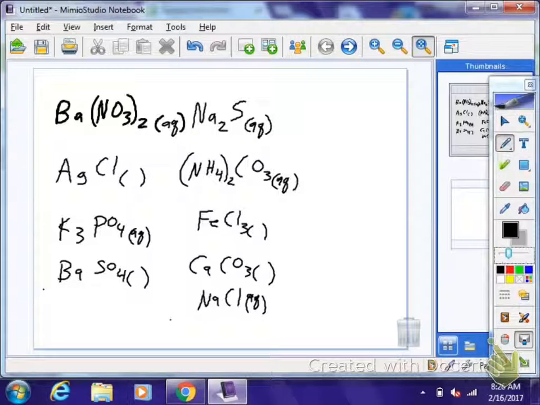The bottom one, BaSO4. We look at SO4 and it says they're soluble, but if it's with barium, which it is, we say it's insoluble, and so we write an S for solid. Makes sense? So 3 and 4 say these are pretty much soluble all the time, but there are exceptions, and those are the exceptions right there. You have them written down.